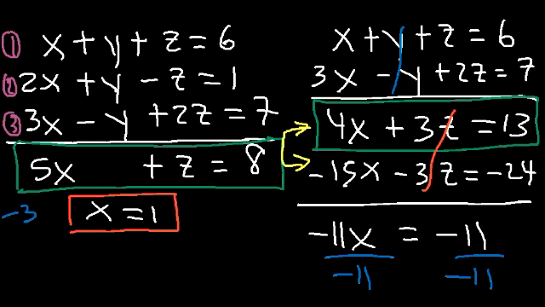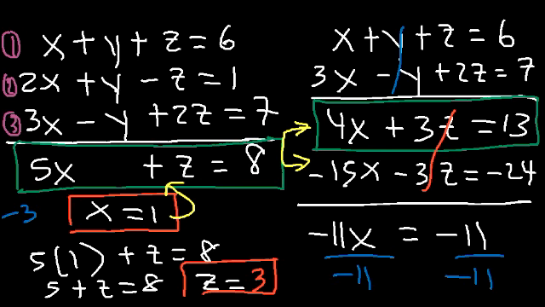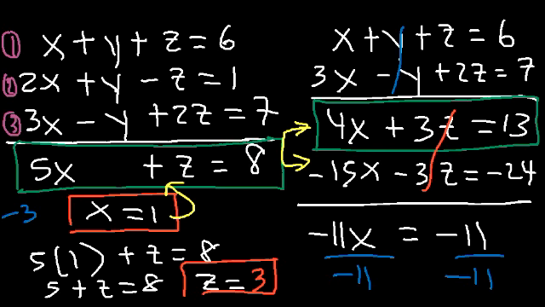So now what we're going to do is plug in 1 into this equation and find z. So 5 times 1 plus z is equal to 8. 5 times 1 is 5, so 5 plus z equals 8. If we subtract both sides by 5, 8 minus 5 is 3, so therefore z is equal to 3. So now that we have x and z, we can use one of the 3 original equations to solve for y. So first, let's make some space.